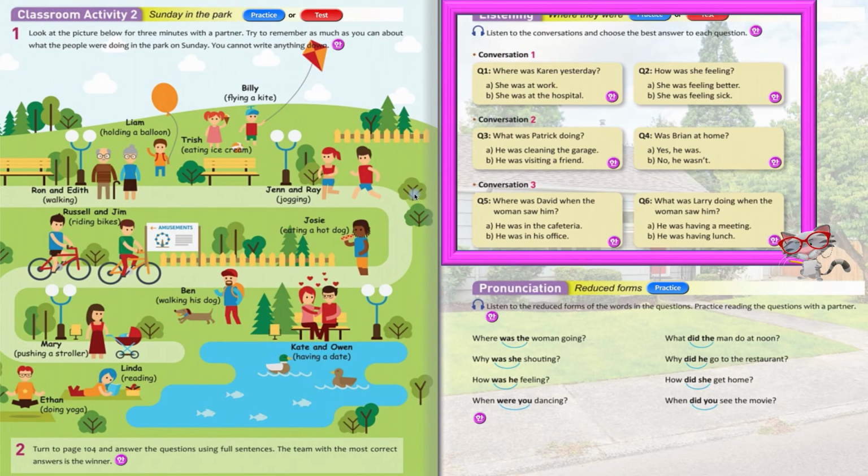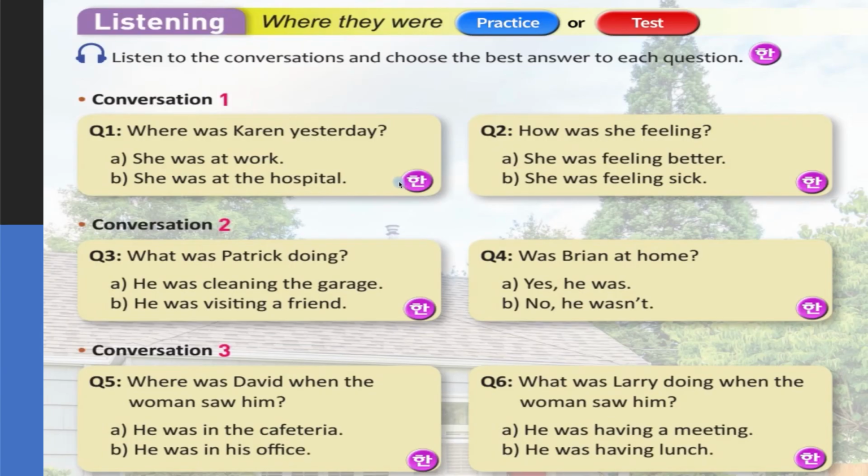So we're going to do the listening. Are we going to do the listening? Yes, we're going to do the listening. So listen up. Listen to the conversations and choose the best answer for each question. So we've got each question here. Where was Karen yesterday? How was she feeling? What was Patrick doing? Was Brian at home? Conversation 3. Where was David when the woman saw him? What was Larry doing when the woman saw him? So check your answers. We'll read 3 conversations. I'll be A and Yonghi will be B. So conversation 1.